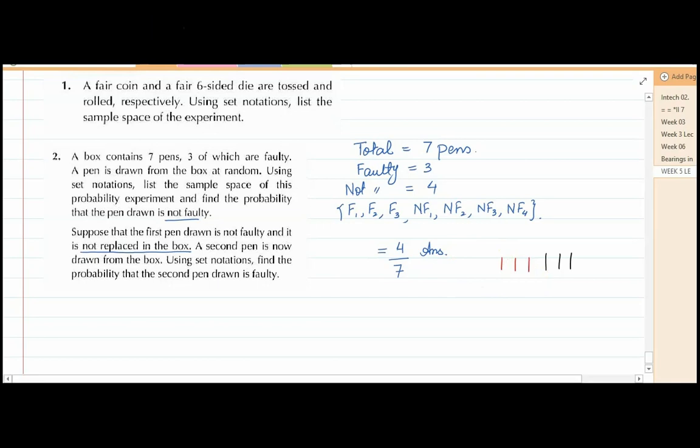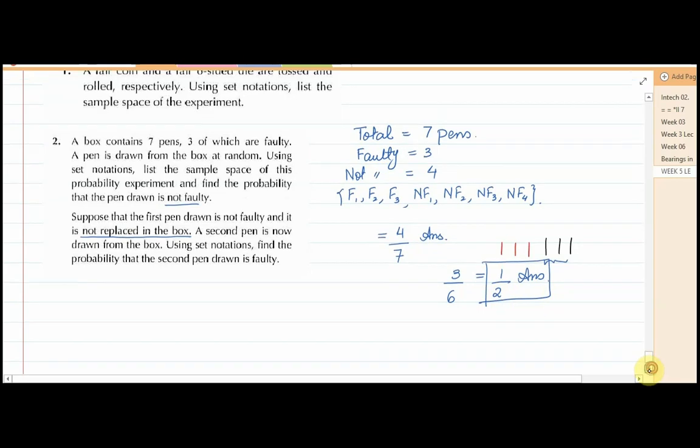Now after that I need to pick a pen that is faulty, right? So how many faulty pens do you have? You have 3 faulty pens, so it's 3 divided by, now the total number of possible outcomes is 6, not 7, because one pen we have already picked up. So it will be 3 divided by 6, that is equal to 1 divided by 2, and that is the probability of the second pen being faulty. So that is your answer, and we have done a similar example in our last class. I hope that you remembered that example, right? So moving on to the next question.